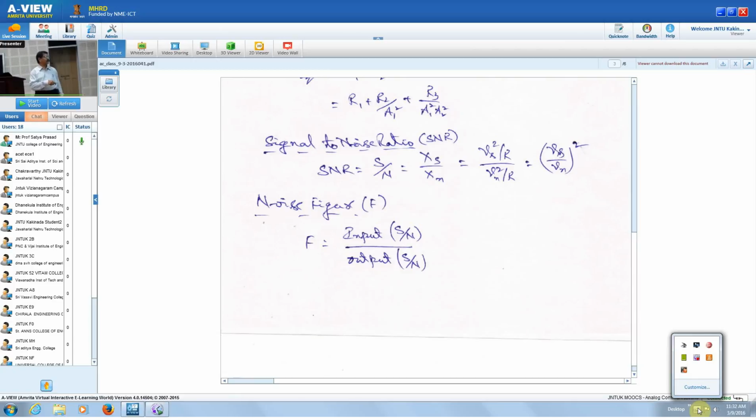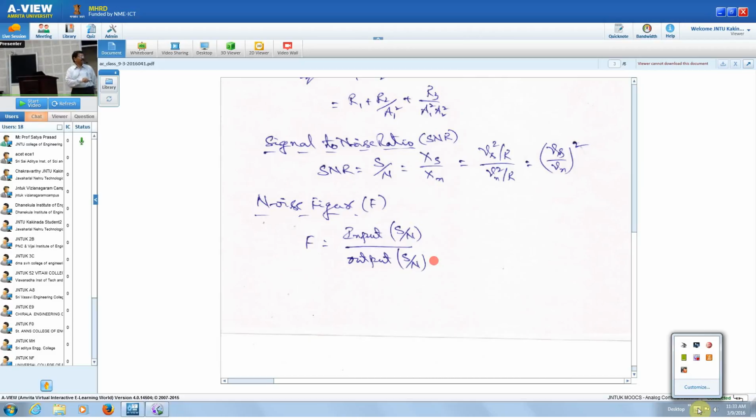If this is equal to 1, input signal to noise ratio and output signal to noise ratio are the same. That means your circuit is not contributing much noise, right? If this F equals 1, then your system is a noise-free system. Because whatever signal has been received, the signal to noise ratio that has been added in our channel and all those things has been passed out without further addition of noise.